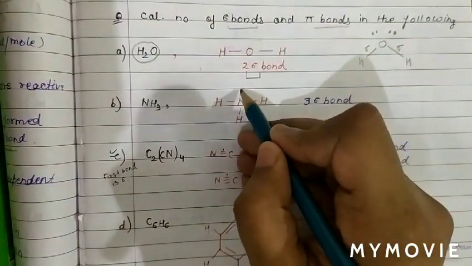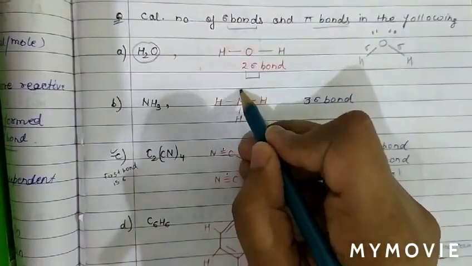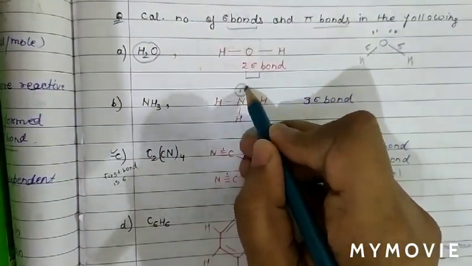See, in NH3, there are 3 hydrogen atoms, while nitrogen has 5 valence electrons, therefore 1 extra electron pair.